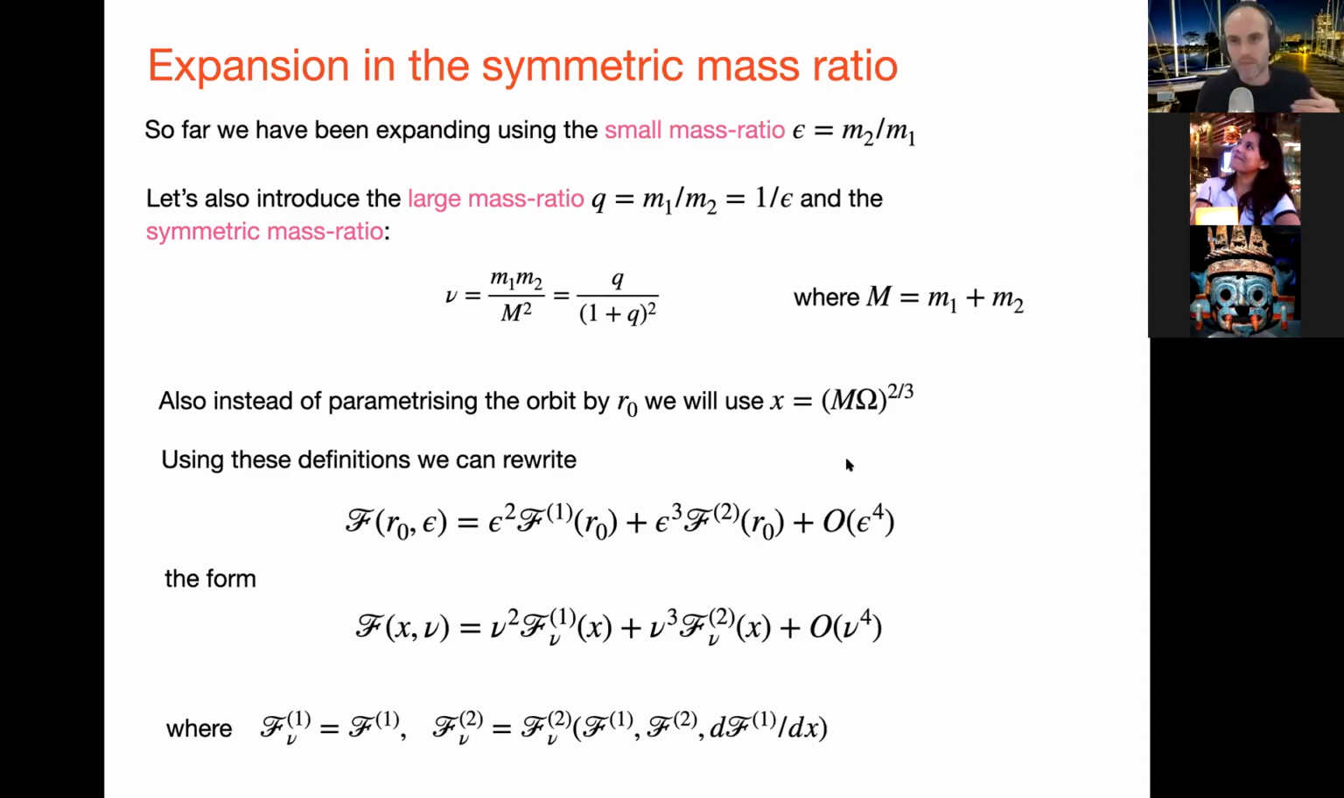One of the things I'm going to be really interested in is this question of how far you can push perturbation theory to cover a wide range of mass ratios. In order to do that, it makes sense to switch from expanding everything in one mass ratio to one of these other mass ratios that you can define. So far we've been using epsilon, which is equal to the mass of the secondary divided by the mass of the primary. We'll also introduce Q, which is favored by numerical relativity researchers, which is 1 over epsilon, so the mass of the primary divided by the mass of the secondary, so it's always bigger than 1.